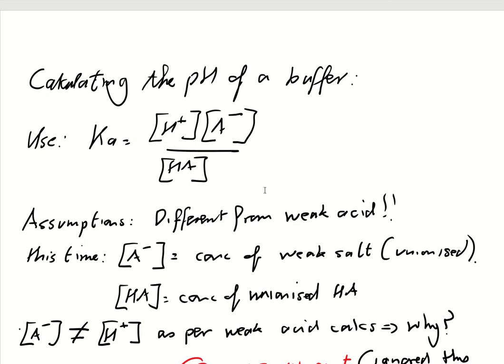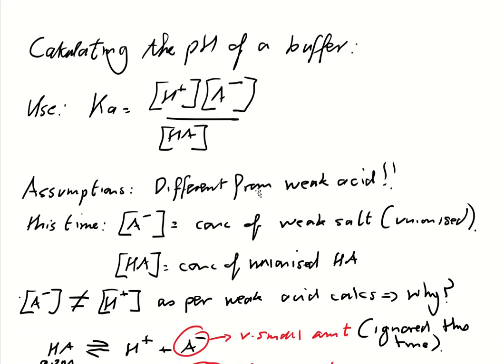Okay, so this is video number 2 in the series of the buffer videos. In the last one, we looked at what a buffer was, how a buffer was made, and how a buffer actually chemically behaves in terms of removing acidity or alkalinity which was added to the buffer. In this one, we're going to look now at calculating the pH of a buffer.